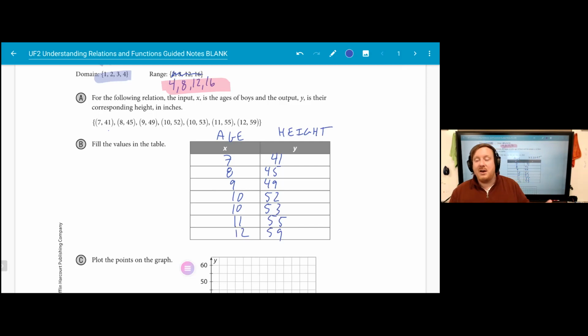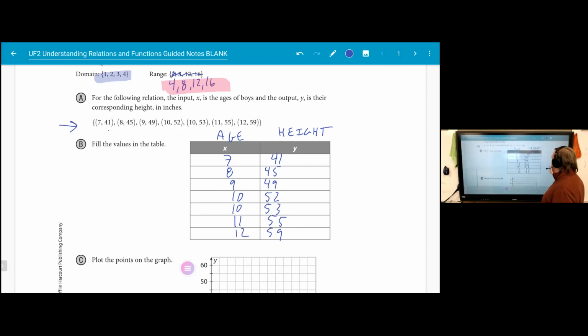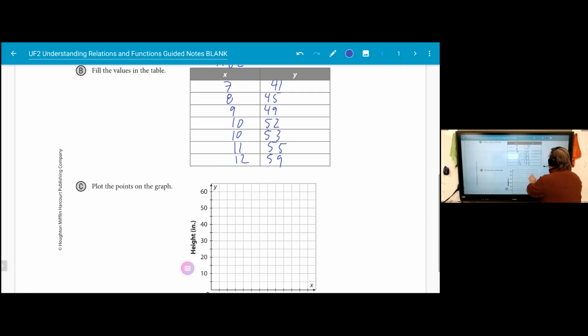Now we've seen there are two separate ways to represent this relation. I have a set of numbers, and I have a table of numbers. Well, what's another way? It's kind of given away at the bottom there. Plot the points on a graph.